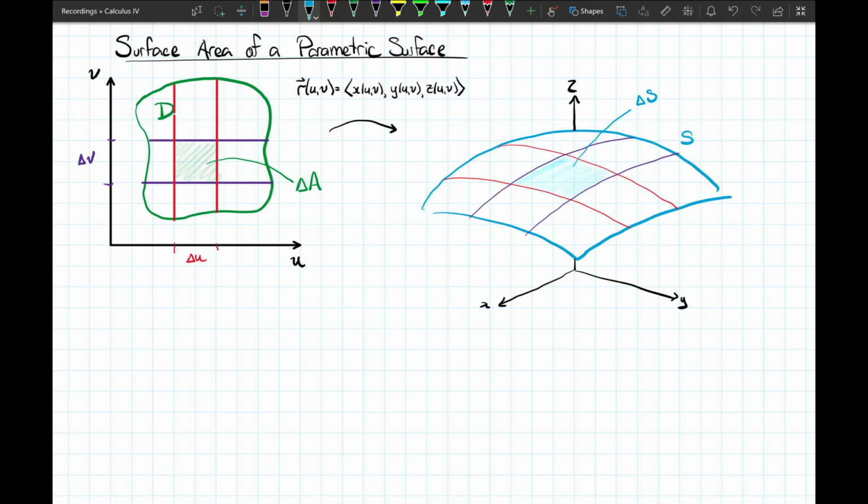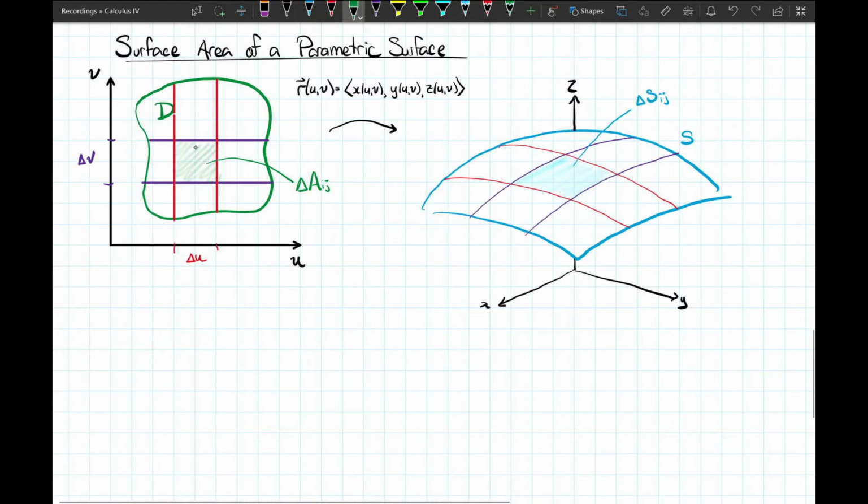Now, let's just number each of these. So we could have M different rectangles going horizontally and N different rectangles going vertically here. So this would be delta A, i, j. And this on the surface, since we also have a patchwork of indices i and j, this would be delta S, i, j. Now, how do we calculate that area? Since it's not exactly a rectangle, it's just this patch on the surface. Well, that is where the tangent plane is going to save us.